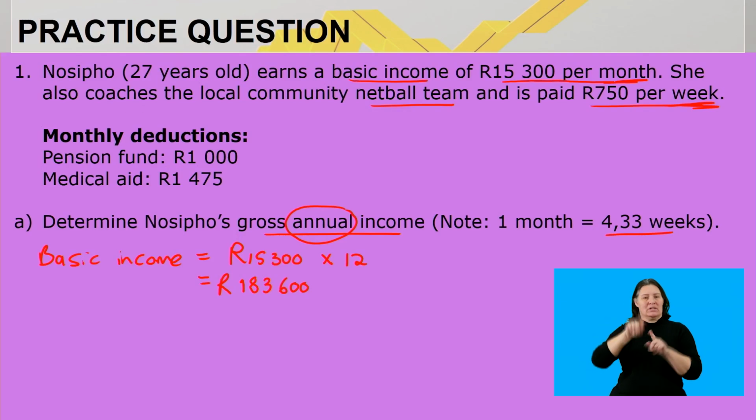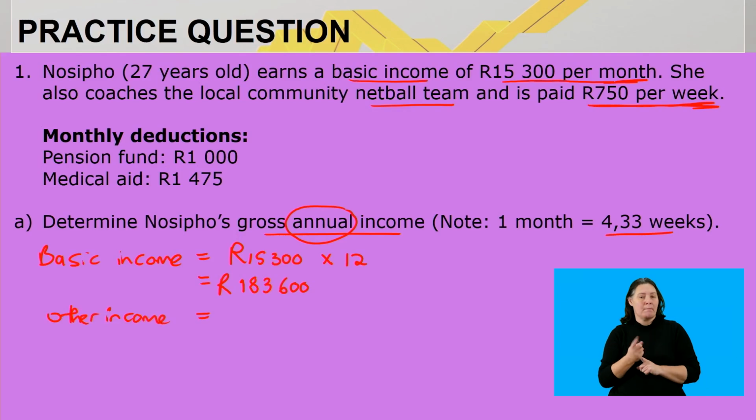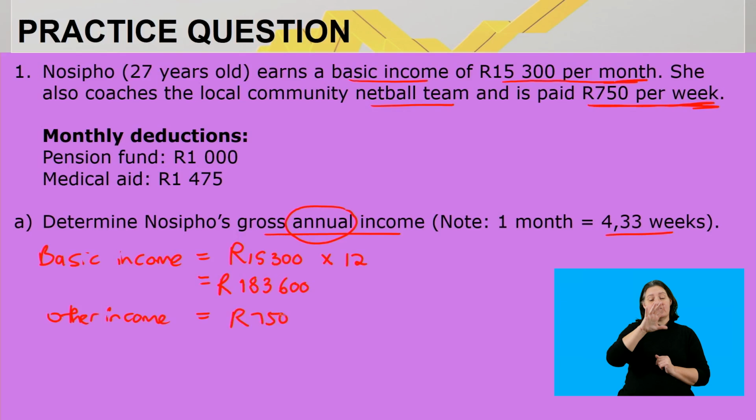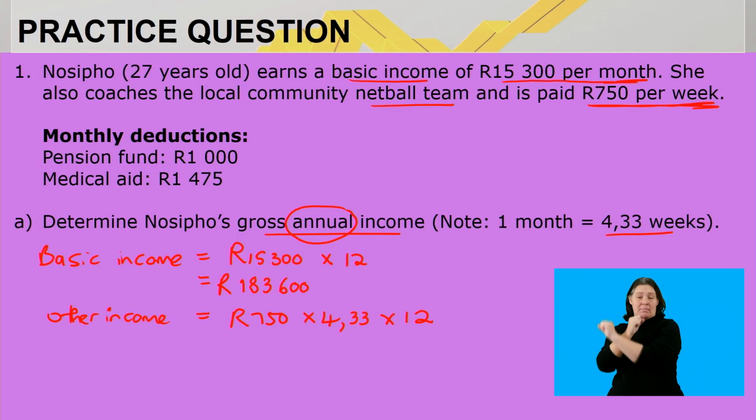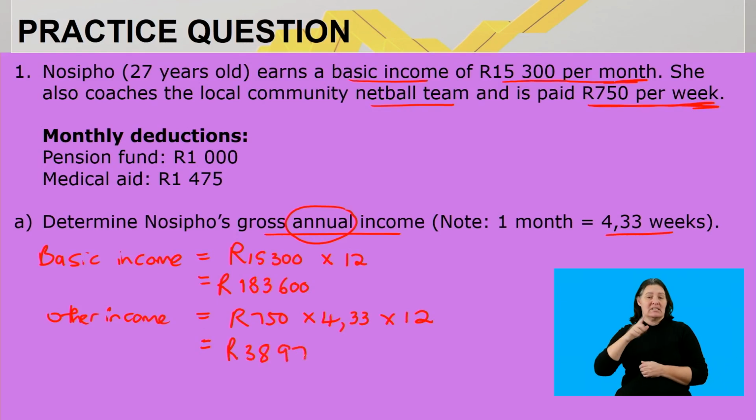She also coaches the local community netball team and is paid 750 Rand per week. Can I indicate this as other income? The other income will consist of 750 Rand per week, multiplied by 4.33 to take it from weekly to monthly, multiplied by 12 to go from monthly to annual. So 750 multiplied by 4.33 multiplied by 12 gives us an annual income for the coaching of the netball team of 38,970 Rand.